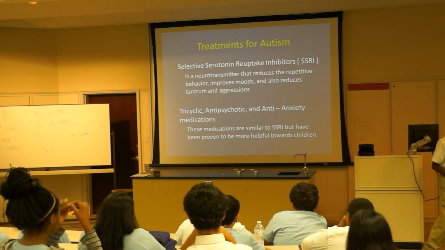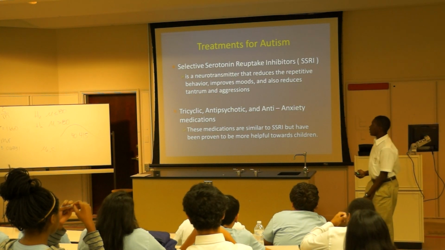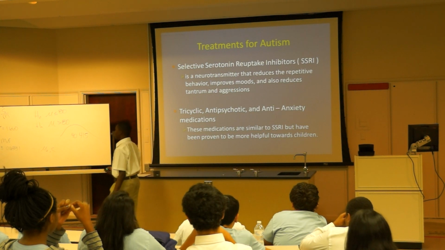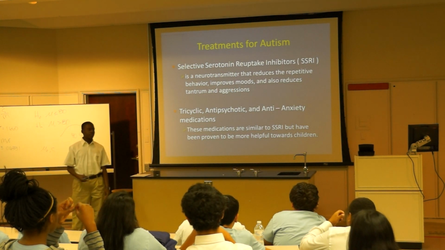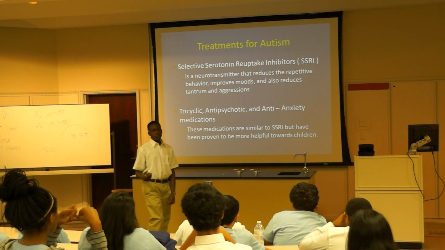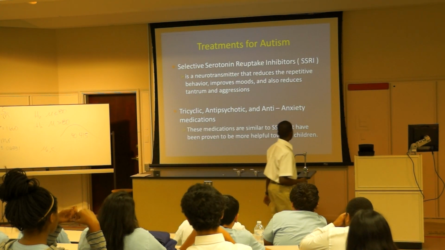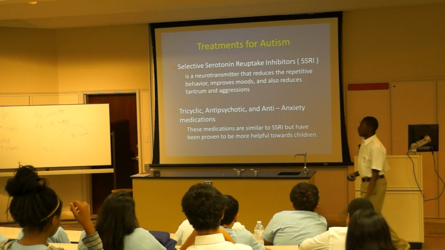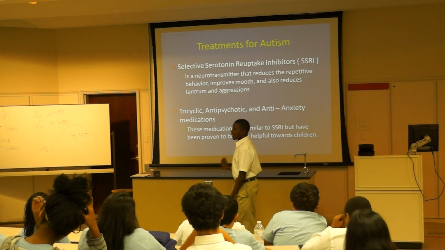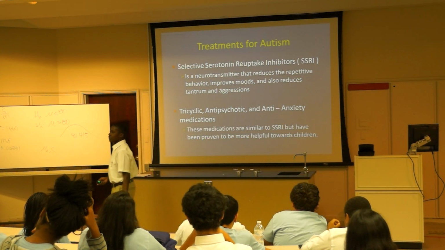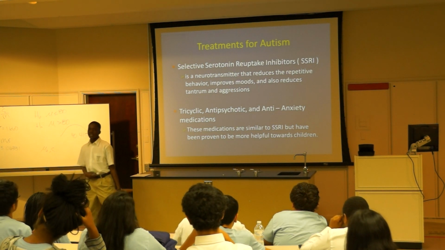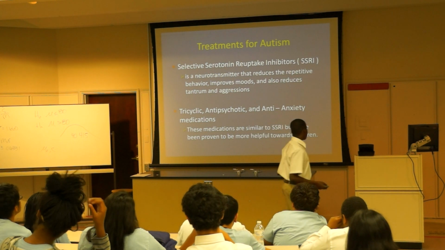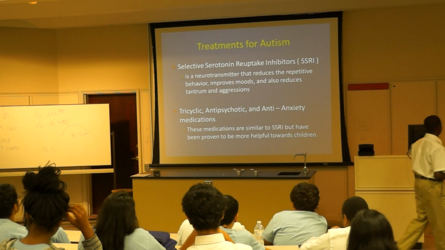Selective serotonin reuptake inhibitors, or SSRIs, affect a neurotransmitter and reduce repetitive behavior, improve moods, and reduce tantrums in a person's brain. More medications for autism are tricyclic, antipsychotic, and anti-anxiety medications, which are mostly given to little kids because they help the brain more than SSRIs.